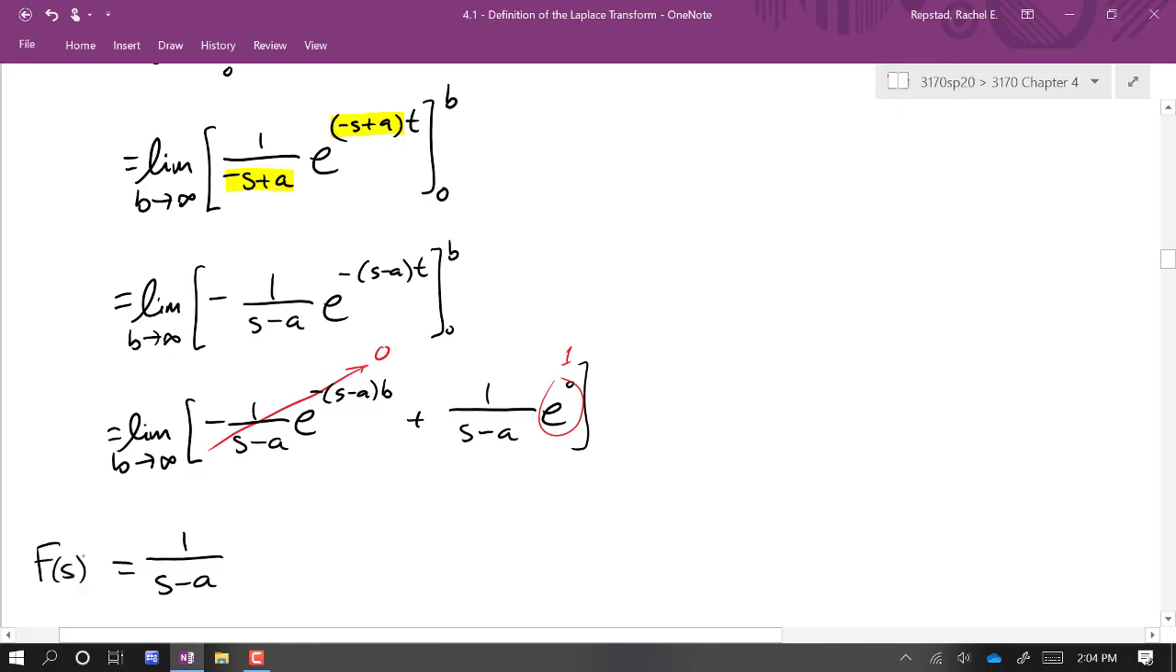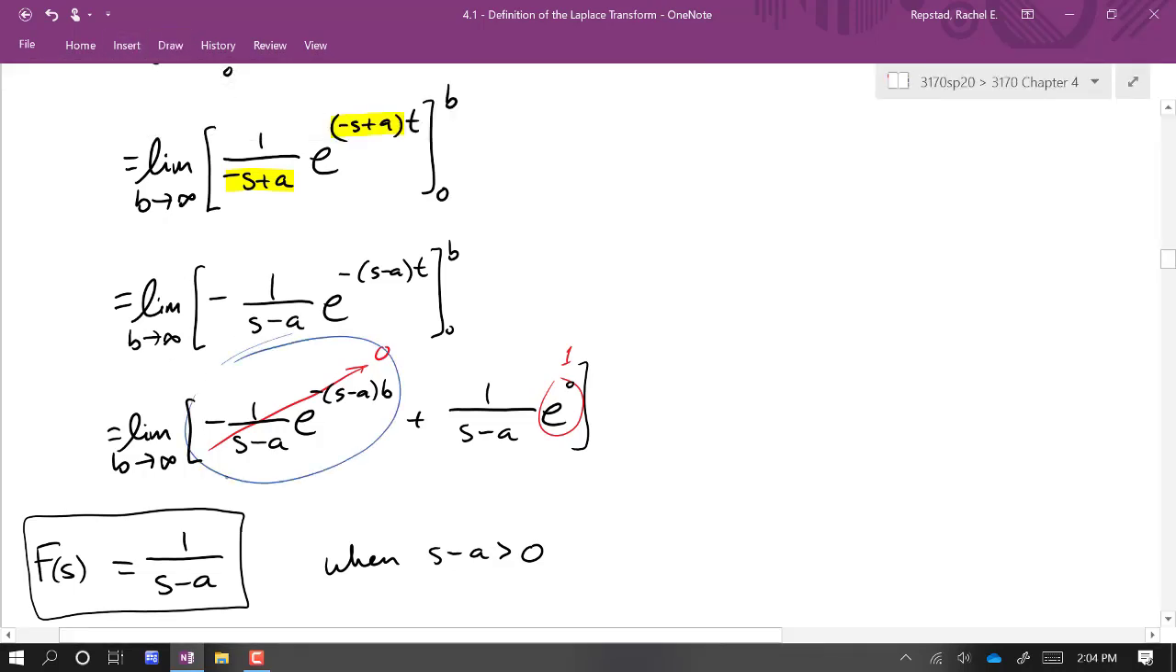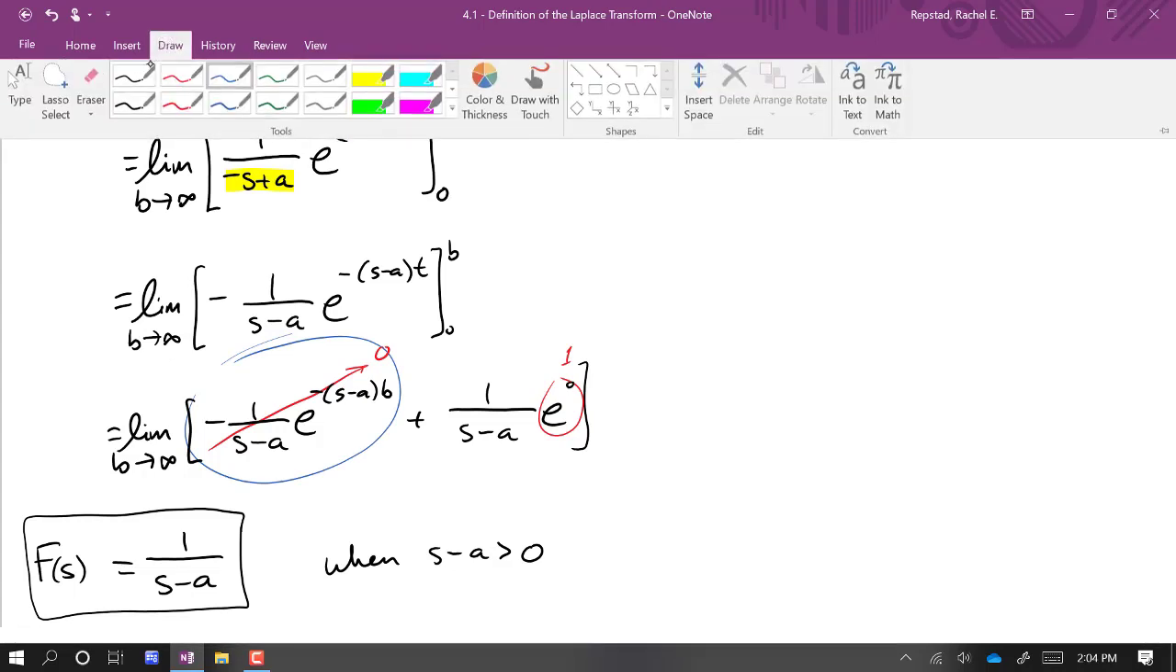And this is true as long as s minus a is greater than 0. That's the condition that makes this approach 0 when b grows to infinity.